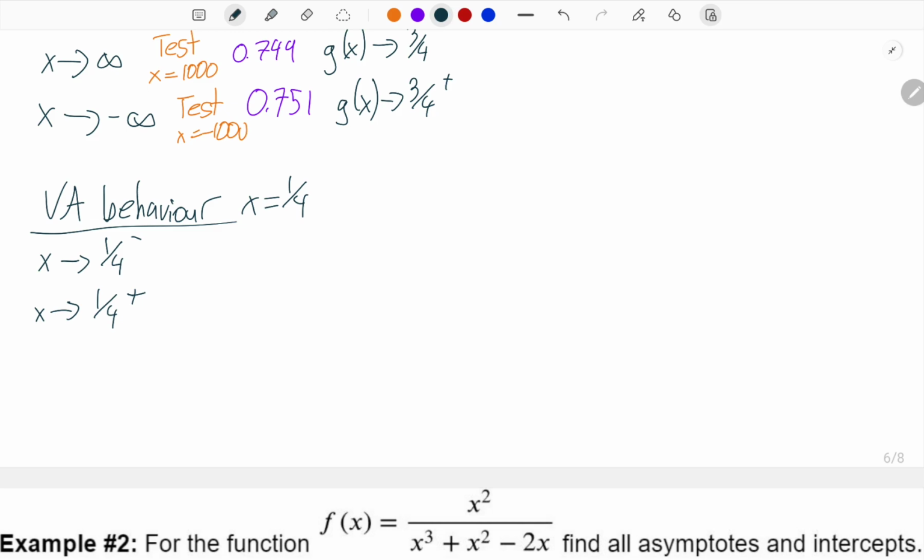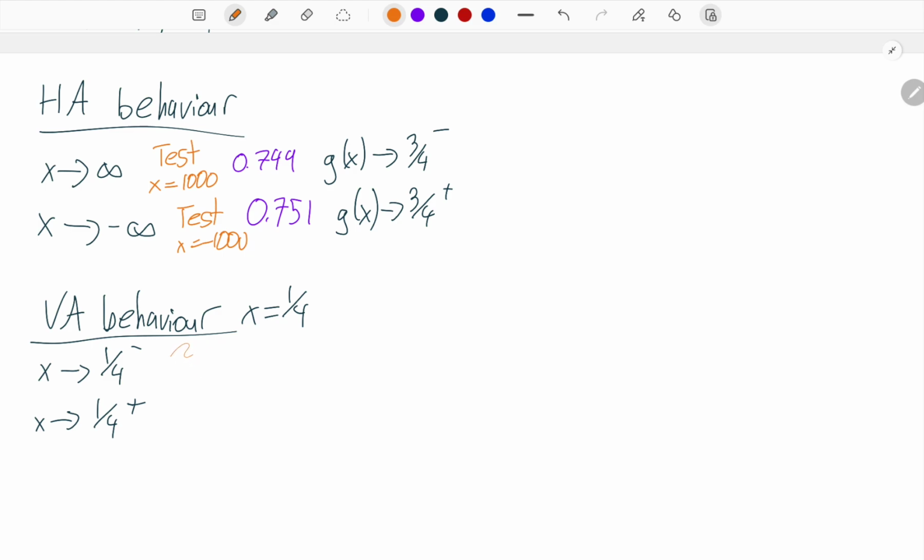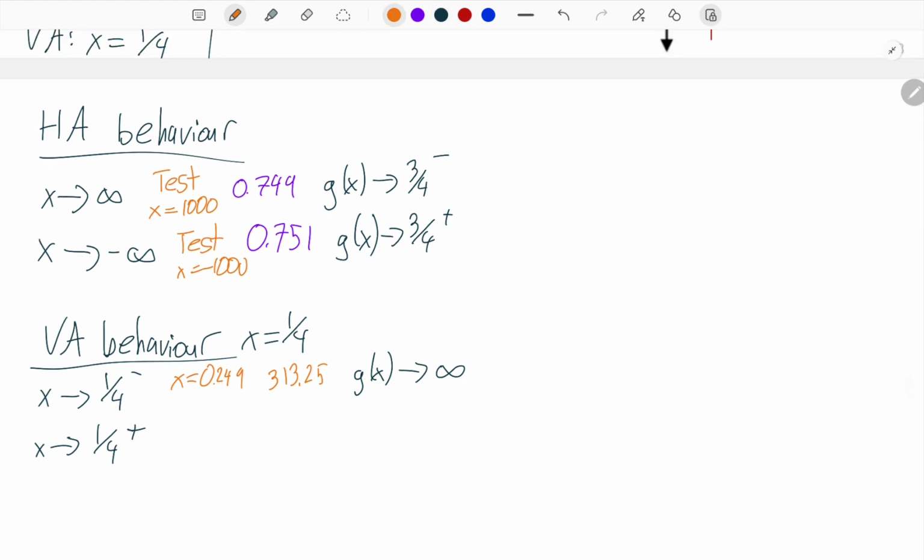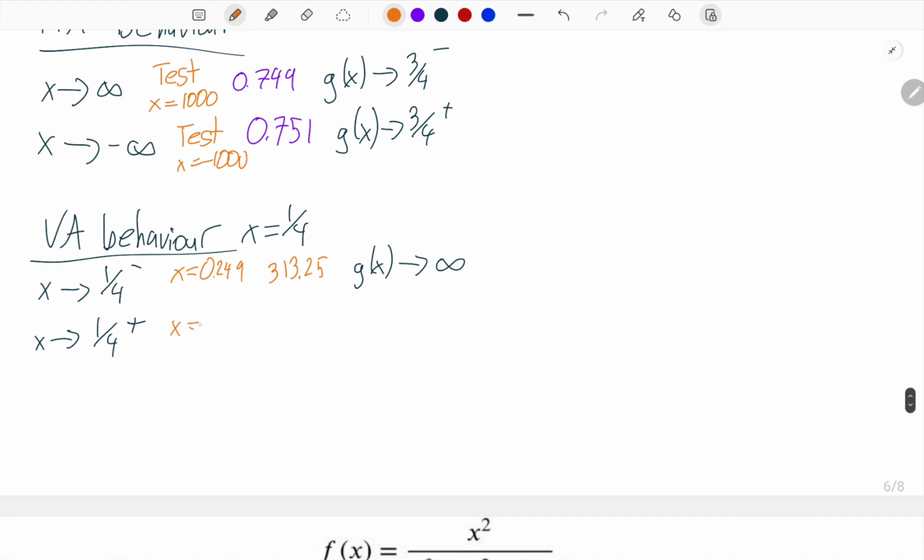All right, so let's test a value near that. I've tested x equal to 0.249, that's slightly below 1/4, and we got 313.25. So that is going to tell us that g of x is going towards positive infinity. Let's try it again. If we test it from above, as in slightly bigger, I did 0.251, you get negative 311.75. So it's going towards negative infinity.